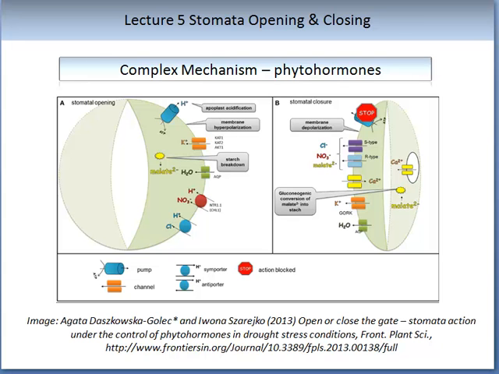The figure on your slide is extracted from a paper written in 2013 in Frontiers in Plant Science. The journal article is called Open or Close the Gate, Stomata Action Under the Control of Phytohormones in Drought Stress Conditions. It reviews the current knowledge about the mechanism and the role that phytohormones play.